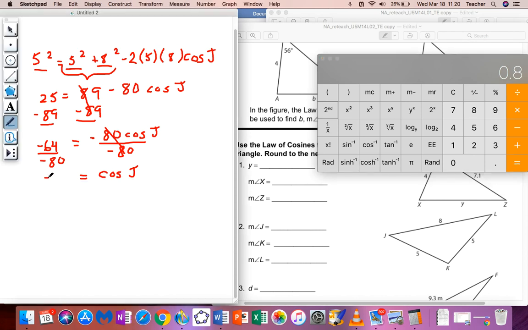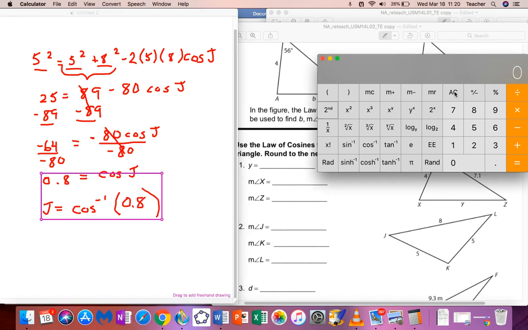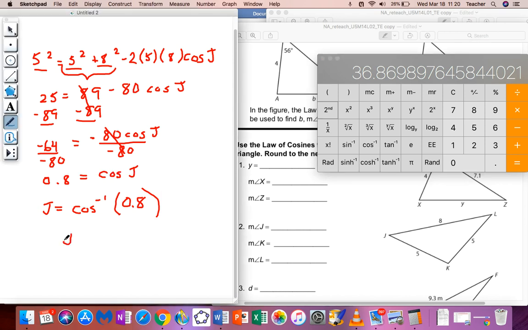All right, so 0.8. And because I'm trying to find an angle, that is inverse. So make sure you know how to get to your inverse button. On my calculator here, that is just the cosine -1. You have to hit the second button. 0.8, 36.9. So J is 36.9.